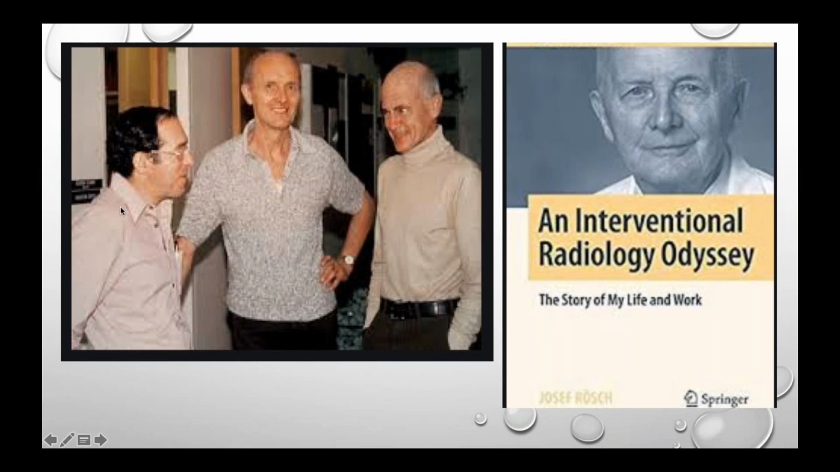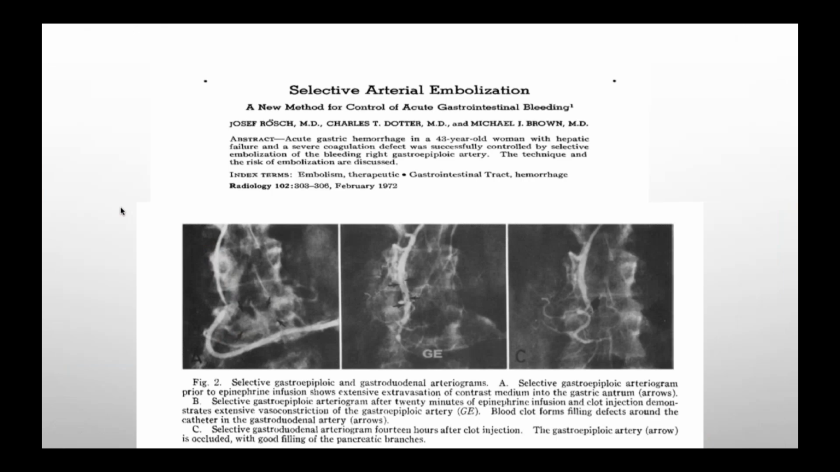And during the time that Roche was there, he had done a lot of great things, including building TIPS, but he did one of the first embolization procedures in the country or in the world. And this was a cirrhotic who had an upper GI bleed that he was able to embolize with autologous clot and infusion of epinephrine.